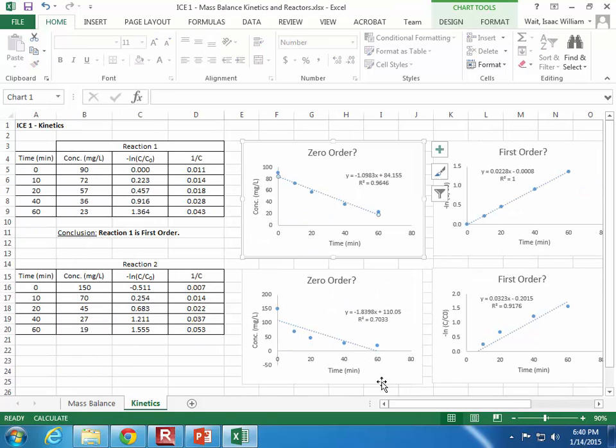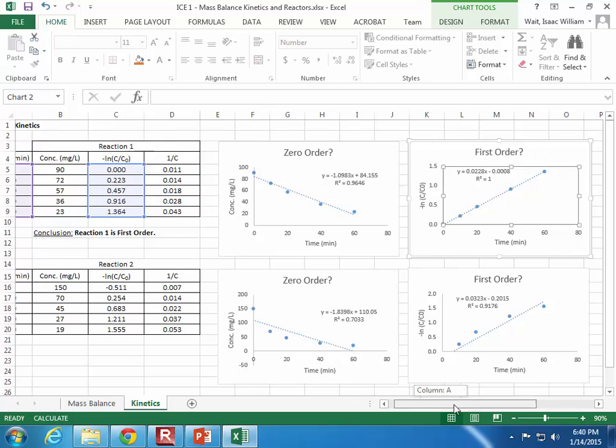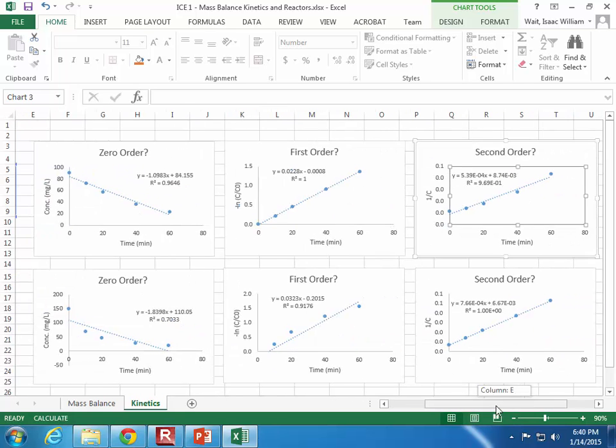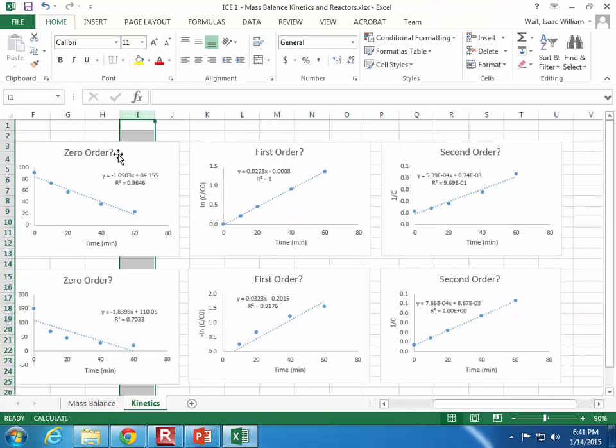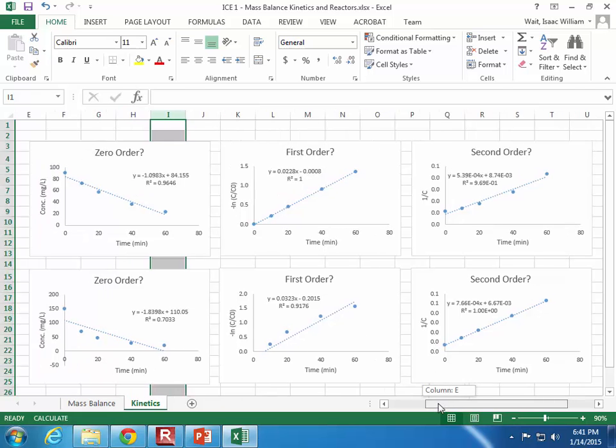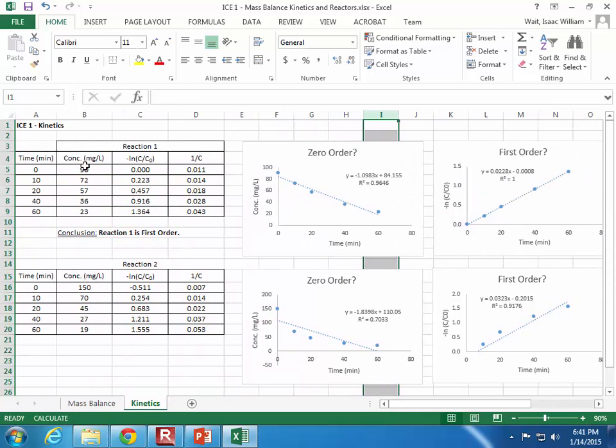The 0 order graph is where I'm graphing these 2 columns. The first order graph is where I'm graphing time versus negative natural logarithm of the ratio. And then second order is 1 divided by C on the vertical axis. And you get an r squared for all 3 of them. And one of them has a really nice r squared of 1.0. So that's a perfect match. So we know that this first reaction is first order. So that's the direction I hope you're headed in, is just setting up the data and then doing the calculations.